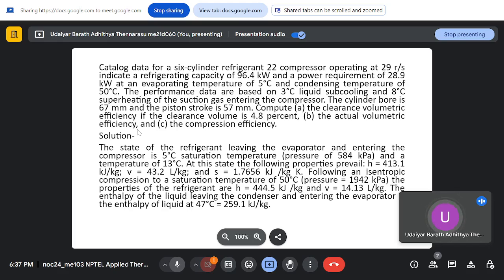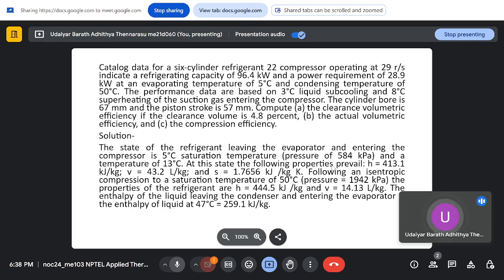The corresponding pressure is 584 kilopascal, and temperature of 13 degrees Celsius. So 5 plus 8 is 13. You will find that enthalpy is 413.1 kilojoule per kg and specific volume is 43.2 liters per kg, or 43.2 into 10 power minus 3 meter cube per kg, and entropy is 1.7656 kilojoule per kg Kelvin.